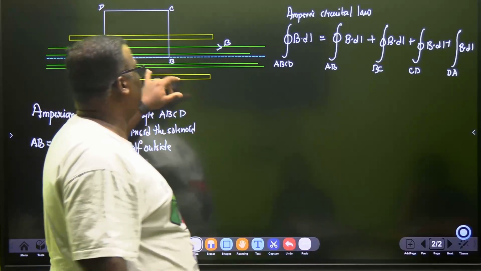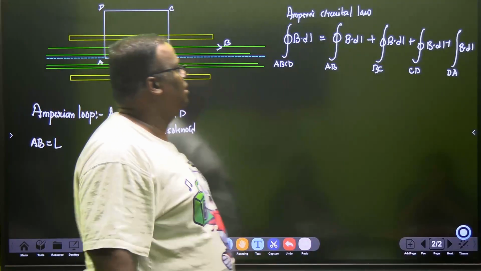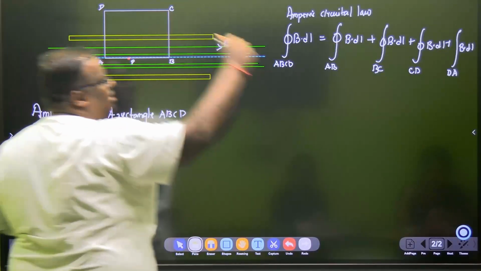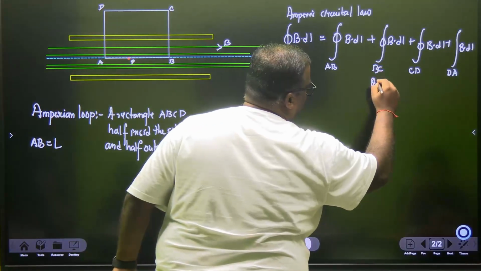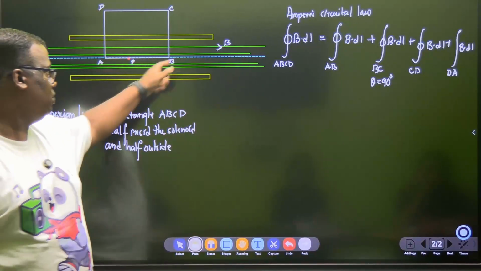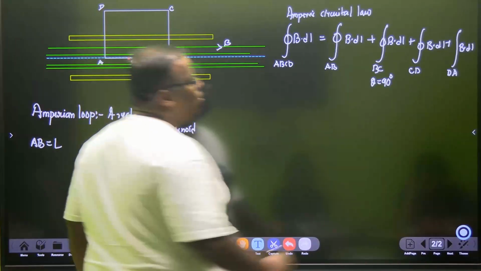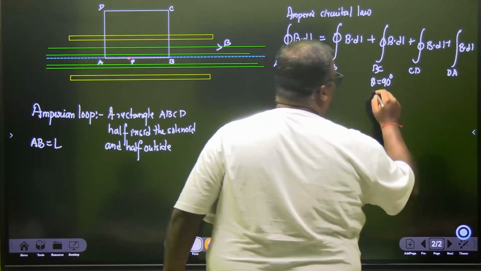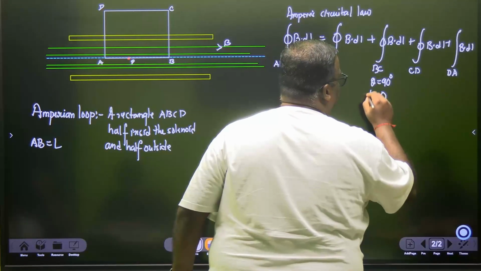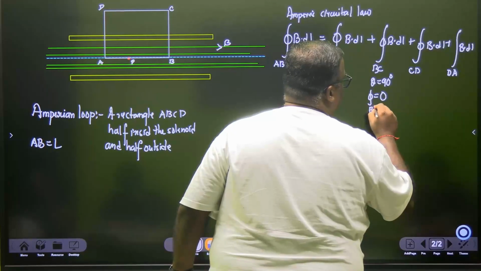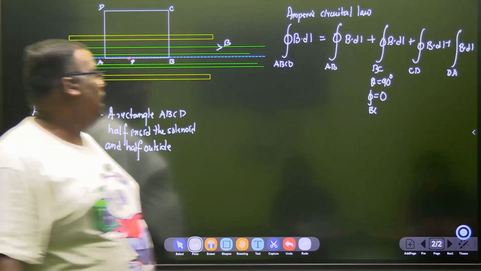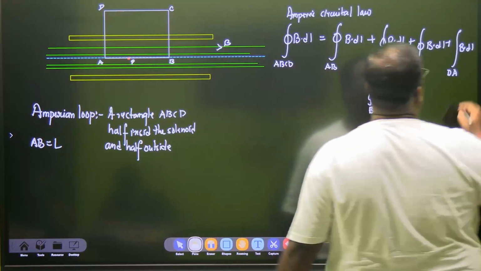If you look at BC, then your B is in this direction and dl is in this direction. For this, can I not say theta is equal to 90 degrees, children? Theta is equal to 90 degrees for BC. So if theta is 90 degrees, finally this value should be equal to 0. The BC component of this should become 0. Do you agree or not? And the same story will happen for DA also.